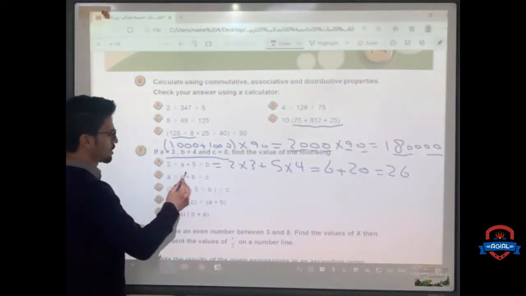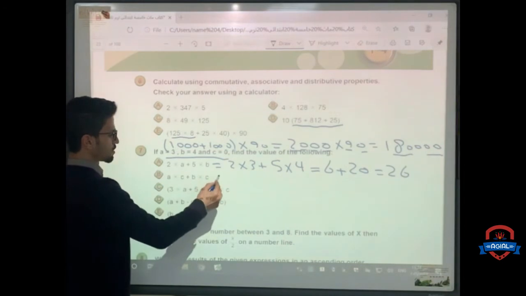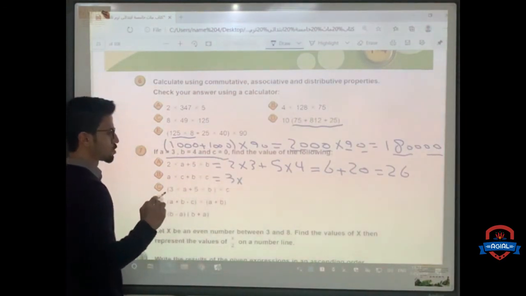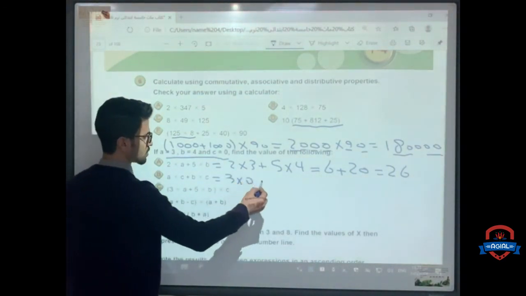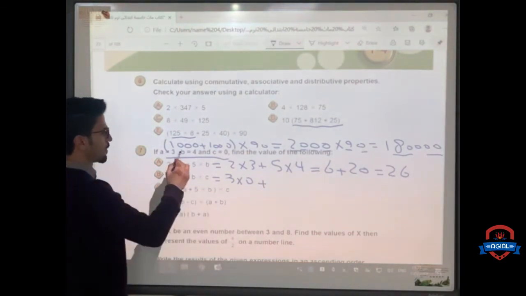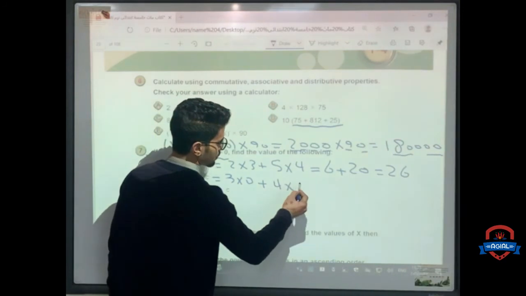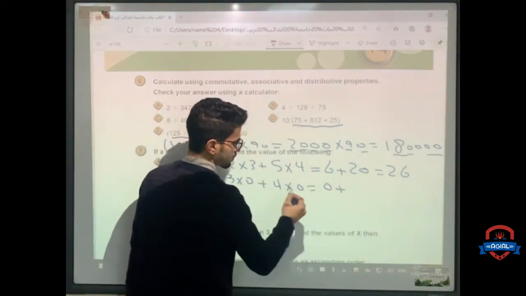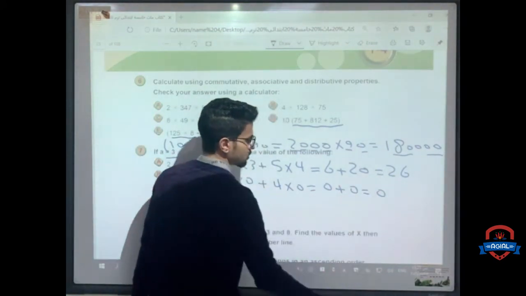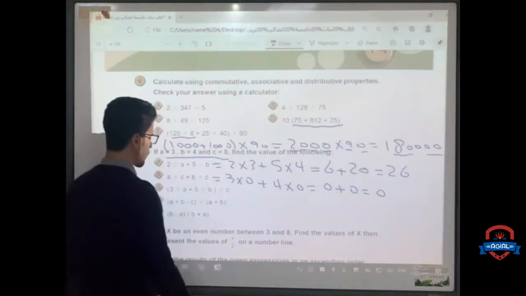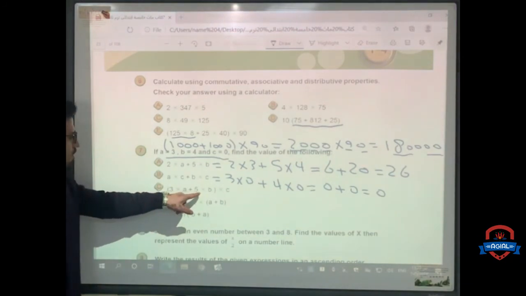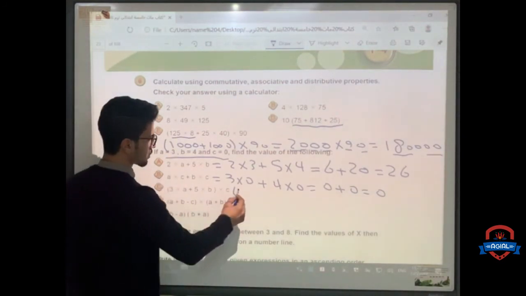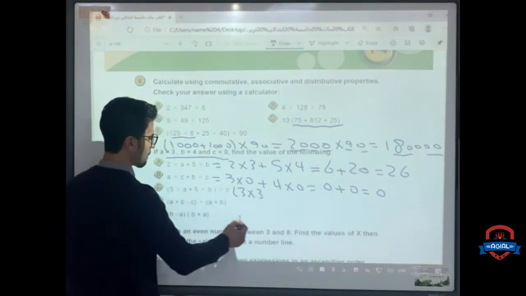We have A times C plus B times C. A equals 3, so we have 3 times C, and C equals 0. So 3 times 0 plus B times C, B equals 4, so 4 times 0. Any number times 0 equals 0, so 0 plus 0 equals 0, and this is very easy. Okay, and letter C, we have 3 times A plus 5 times B, all times C. So we have 3 times 3 because A equals 3, plus 5 times B.